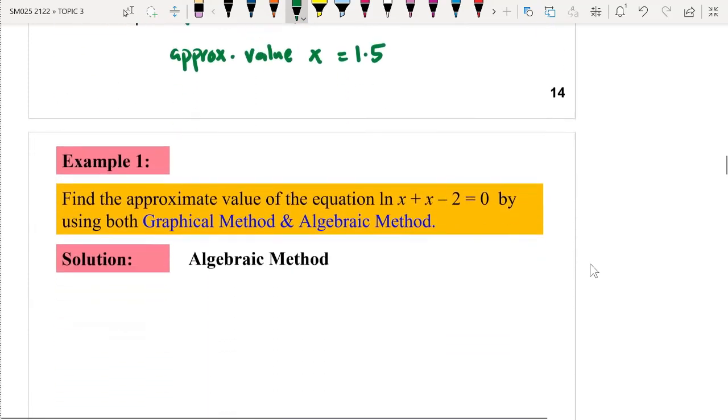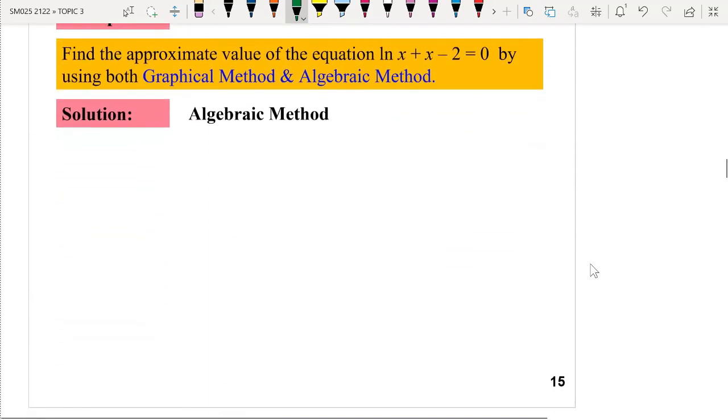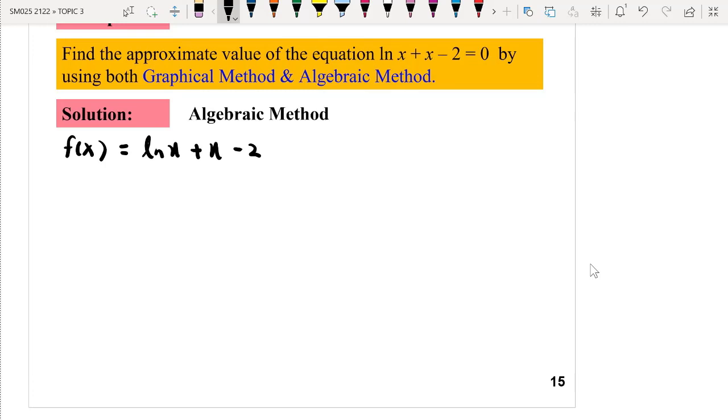Alright, now with the same example, let's try to do it with the algebraic method. Okay, so for the algebraic method, first we have to name this function as either f(x) or g(x), up to you. So I name it as f(x). So f(x) in this case would be ln x plus x minus 2. That's our function. Now after that, we have to substitute two different values of x to make sure we have a change of sign in this function.